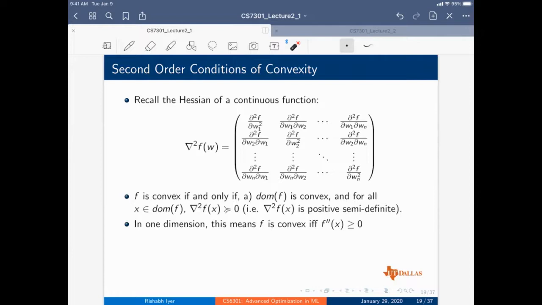We will also look at the second order conditions of convexity, which we alluded to earlier as well. The second order condition of convexity says that the Hessian matrix is positive semi-definite, and this is the symbol of positive semi-definiteness. You compute the Hessian and then check for positive semi-definiteness. In one dimension, this means that f is convex if and only if the double derivative is greater than or equal to 0. This result is if and only if: f is convex if and only if the Hessian matrix is positive semi-definite, and the same holds for the one-dimensional case as well.